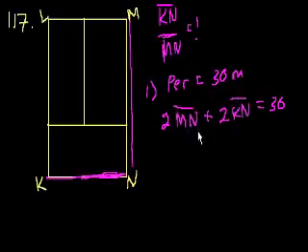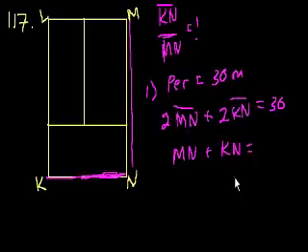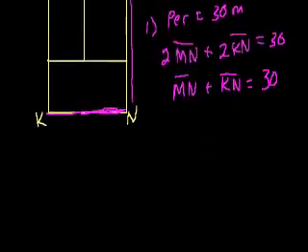So let's divide both sides by 2. You get MN plus KN is equal to 30. And actually, you still can't figure out the ratio between the two. You just know that the sum of the two is equal to 30. Let's look at statement 2. Right, you can't figure out the ratio from statement 1.